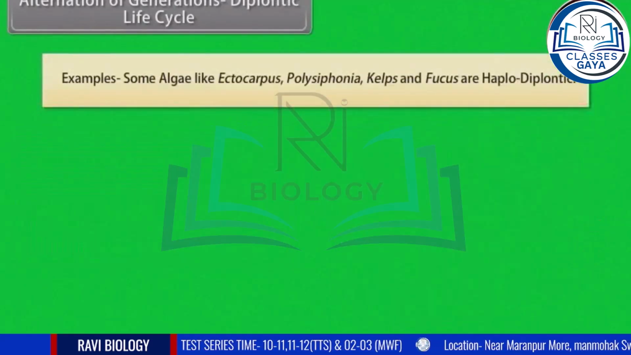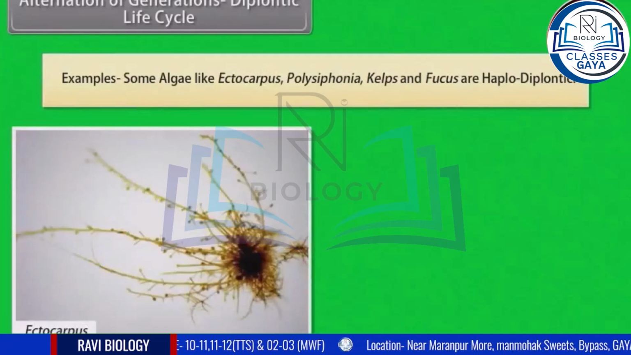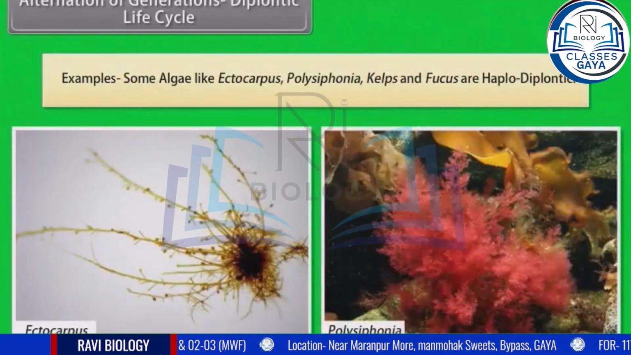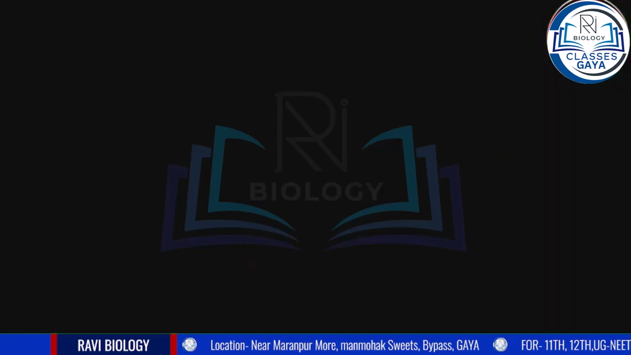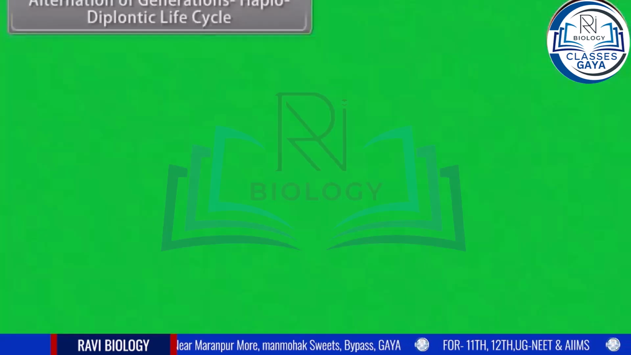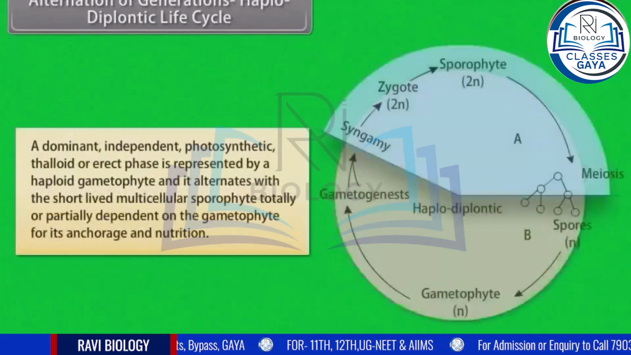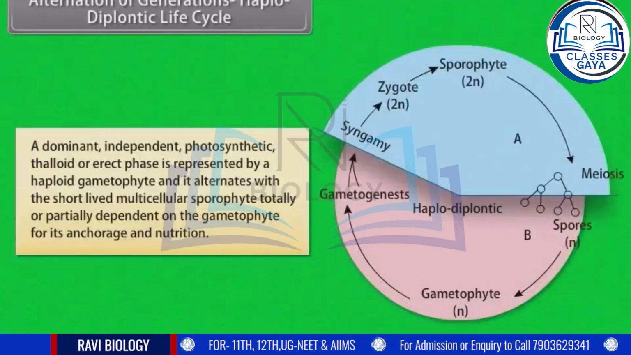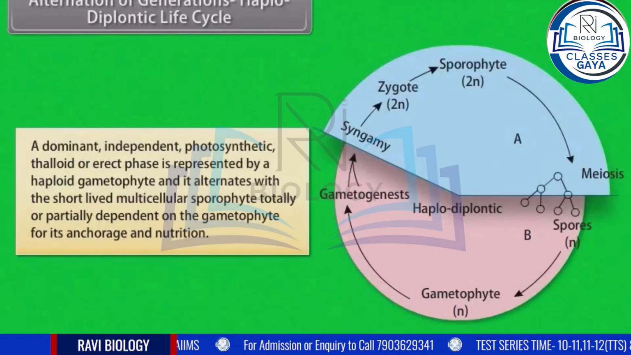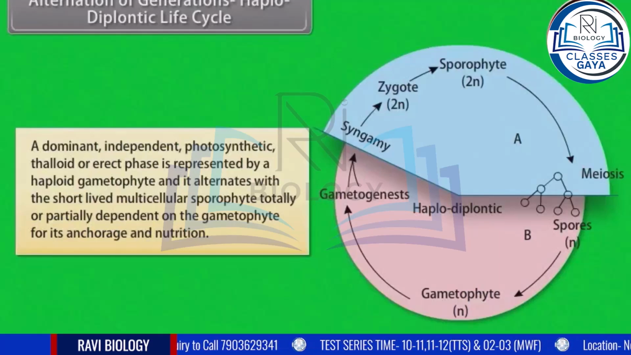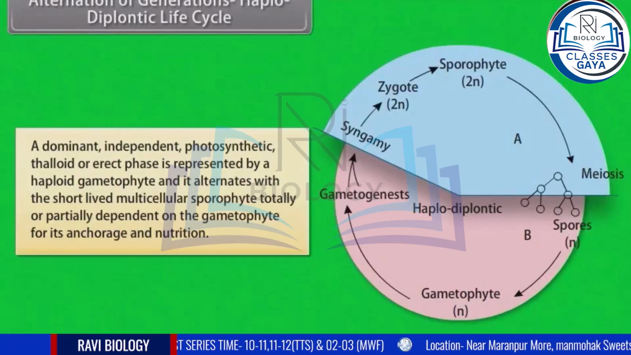Examples: some algae like Ectocarpus, Polysiphonia, kelps are haplodiplontic. Alternation of generations, haplodiplontic life cycle. A dominant, independent, photosynthetic, thalloid or erect phase is represented by a haploid gametophyte, and it alternates with the short-lived multicellular sporophyte totally or partially dependent on the gametophyte for its anchorage and nutrition.